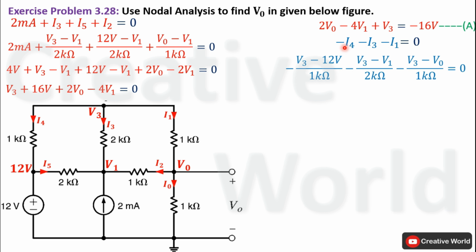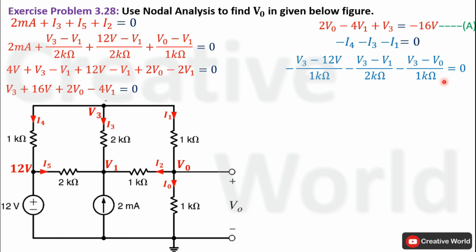Current I4 is equal to the potential difference of these two node voltage divided by the value of resistance. V3 minus 12 volt divided by 1 kilo ohm. Similarly, current I3 is equal to V3 minus V1 divided by 2 kilo ohm. And current I1 will be equal to V3 minus V0 divided by 1 kilo ohm.